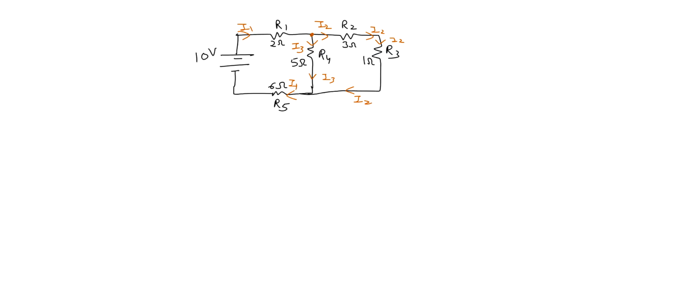Now the basic concept is current in series. Whenever resistors have the same current, those resistors are in series. So R2 and R3 are in series because the current flowing through R2 and R3 is I2. So R2 is in series with R3. In series, the resistors are added.